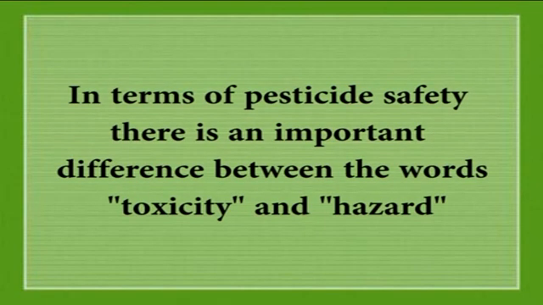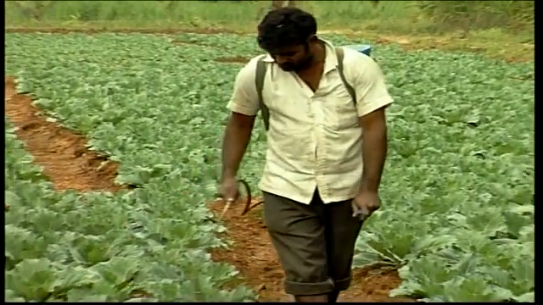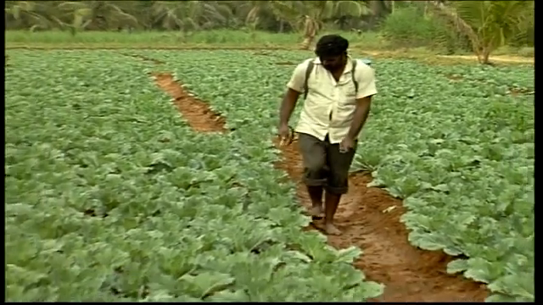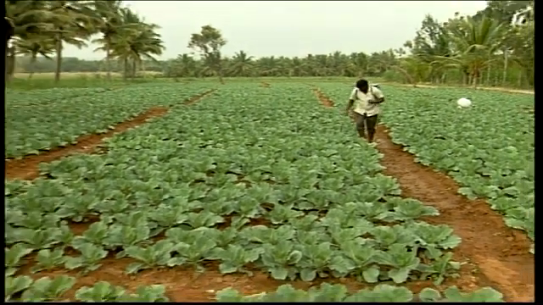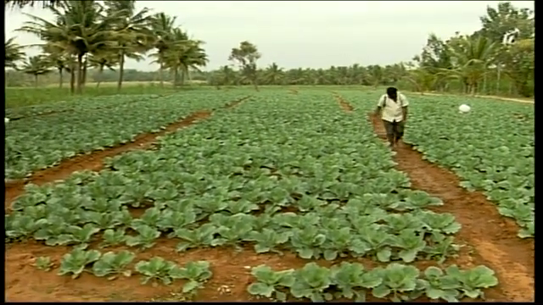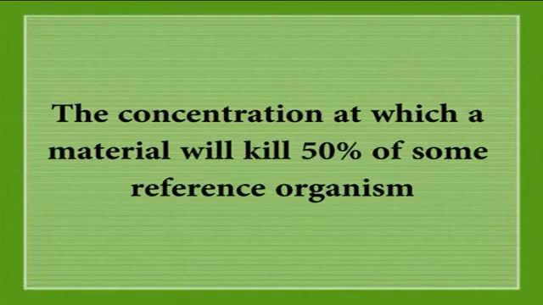In terms of pesticide safety, there is an important difference between the words toxicity and hazards. Toxicity refers to the inherent poisonous potency of a material. Its toxicity is evaluated in toxicology laboratories and is always expressed in quantitative terms such as lethal concentration 50, which is abbreviated as LC50, the concentration at which a material will kill 50% of some reference organisms.